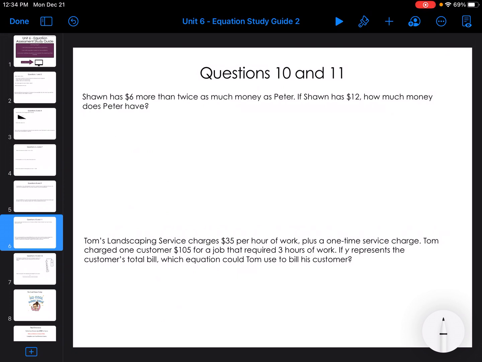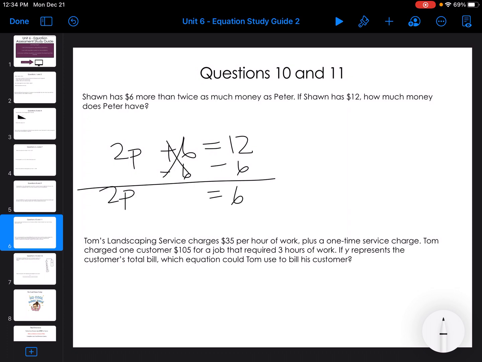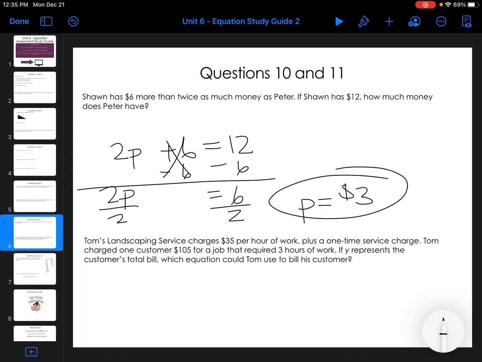So now they're saying Sean has $6 more than twice as much money as Peter, than 2 times Peter's amount. If Sean has $12, how much does Peter have? Okay, so Sean has 6 more than twice as much. So I subtract. So I'm zeroing out first. I'm going to divide by 2. So Peter has $3 because I want to figure out just one of that variable.